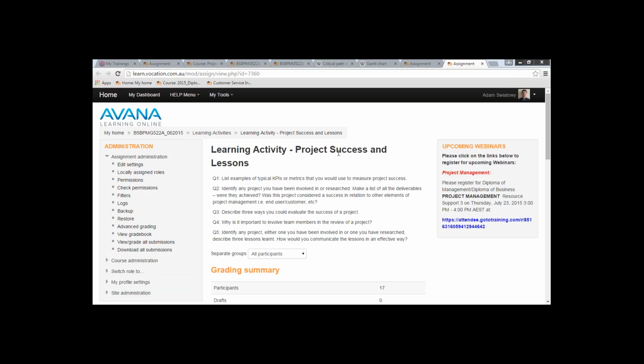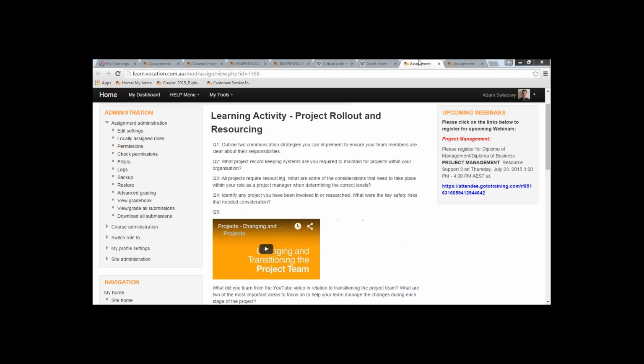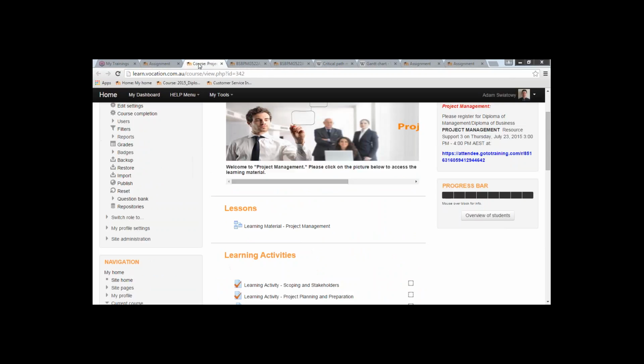That, I guess, ends today's session on project success and lessons and project rollout and resourcing, thus ending the last resource support session for project management.